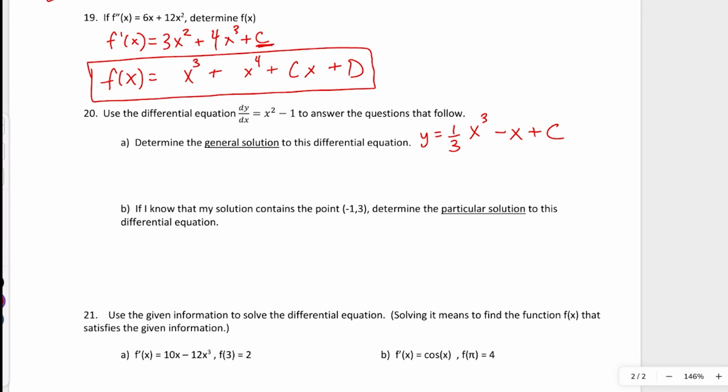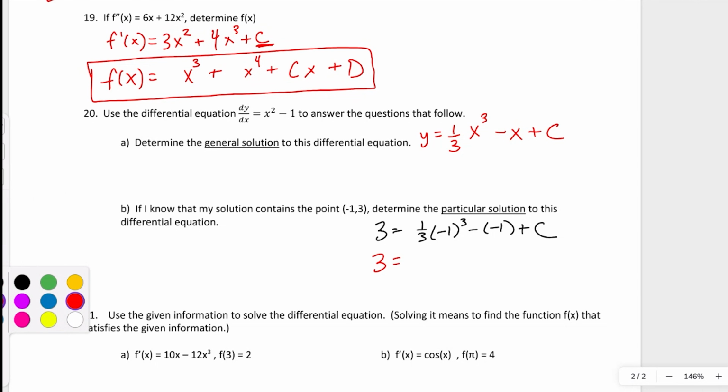B says, if you know the solution contains the point -1, 3, determine the particular solution to the differential equation. And we know how to handle that at this point now, too. We're going to substitute in -1 into x. We're going to substitute in 3 into y, solve for c, and then just rewrite the equation with the c value that we get. So 3 equals 1/3 times -1 cubed minus -1 plus c. So -1 cubed is going to be -1. So we have -1/3 plus 1 plus c.